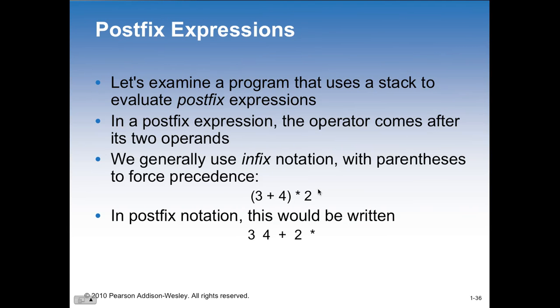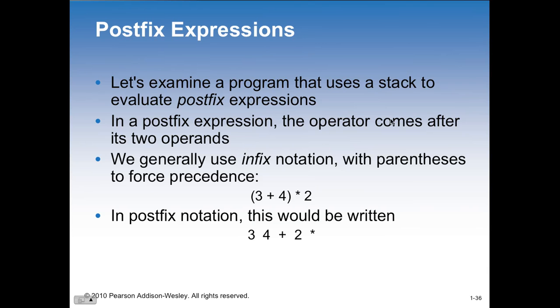Postfix expressions. Let's examine a program that uses a stack to evaluate postfix expressions. Actually, history is normally stored in a stack as well, the history of commands that have been typed in, history of anything. Log files are normally stored in a stack format as well.